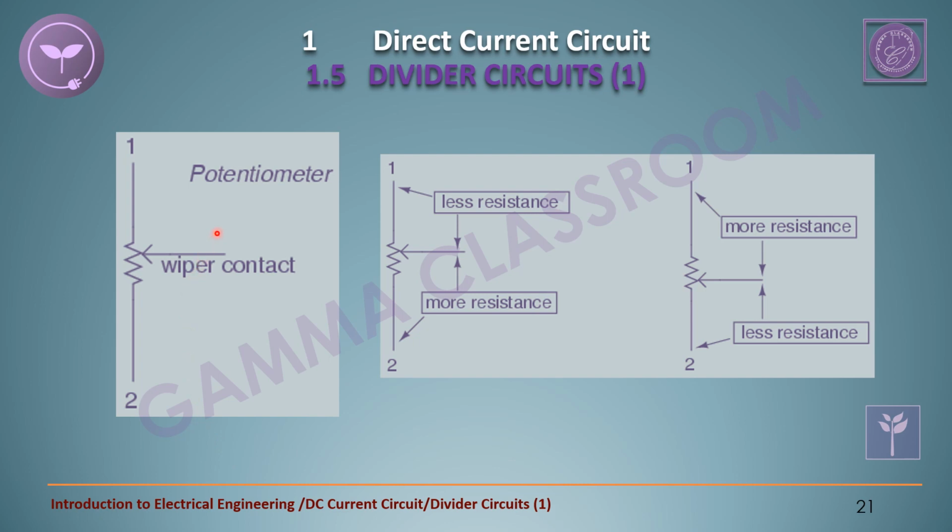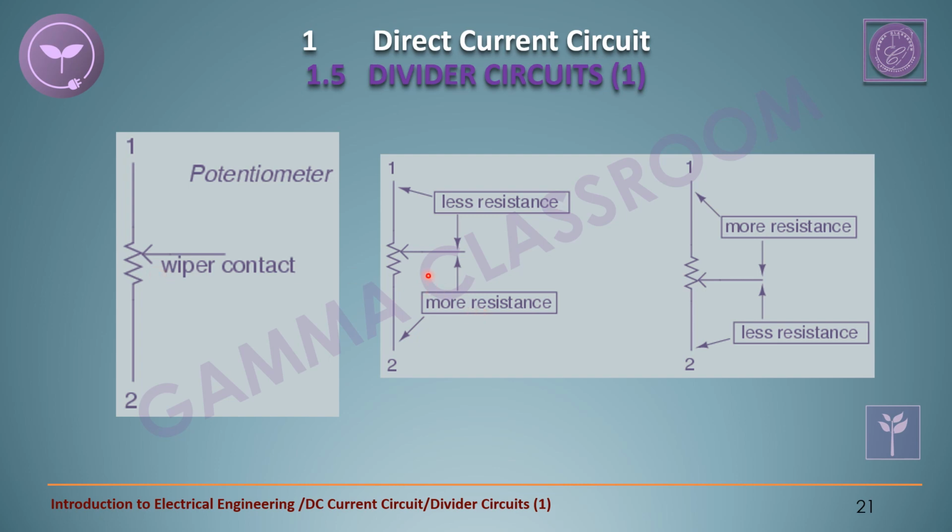Let's take a look at the potentiometer. This is a vertical resistor strip. Point 1 and point 2 connect to a battery. The total voltage is constant, with no change. This arrow faces the resistor. We call this the wiper contact. It can move up and move down.